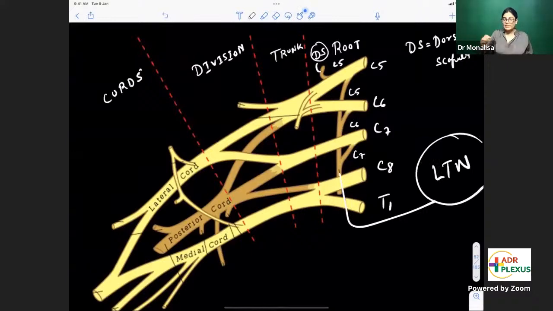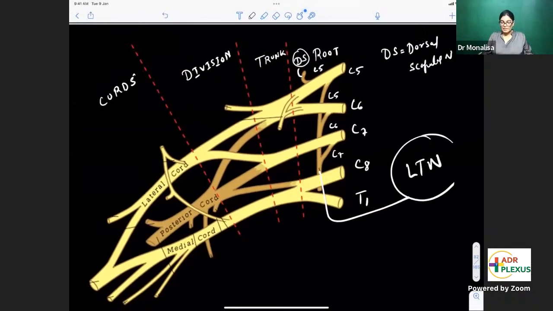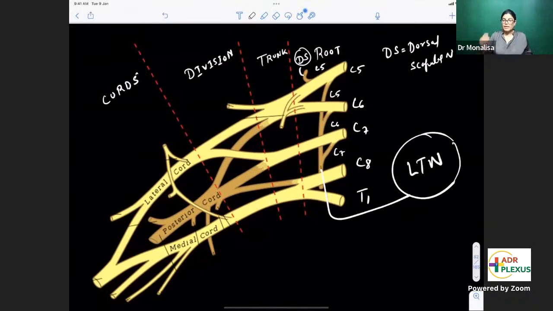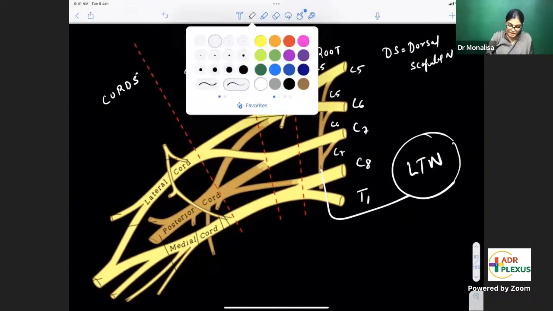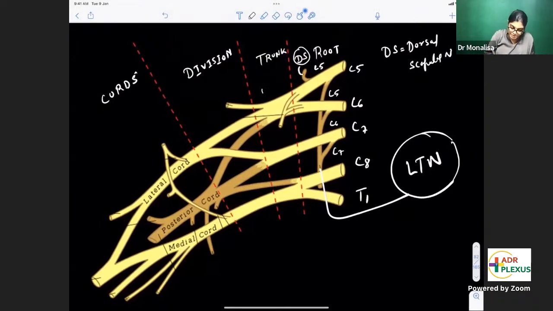What do you mean by LTN? Long thoracic nerve. Now, other than that, you can identify this is UT, that is upper trunk, which is giving SS, suprascapular, and NS, nerve to subclavius. So nerve to subclavius and SS means suprascapular nerve. These are the branches from the upper trunk of the brachial plexus.